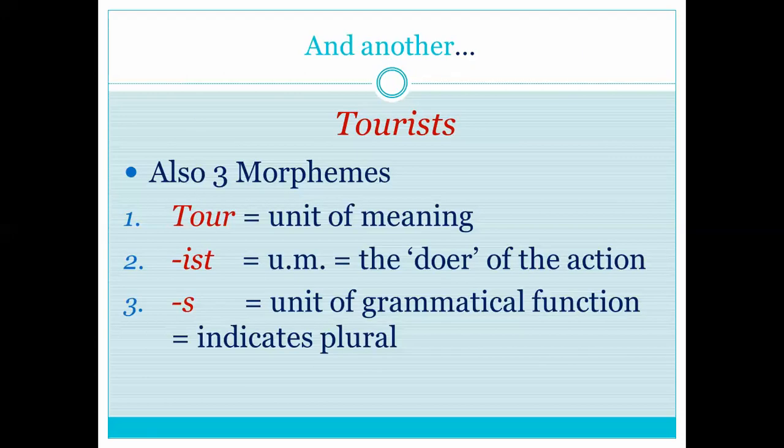Here's another example. Tourist. Tourist has three morphemes yet again. I have tour, which is a word that can stand by itself. I have ist, and I have the s at the end because s is a form of plural. The ist means the doer, someone who's doing, creating the action, and tour is one unit of meaning, just a noun. So this is made up of three morphemes. Tour would be able to stand on its own. This is what we would call a free morpheme. Ist and the s that indicates plural are bound. They must be part of something else.